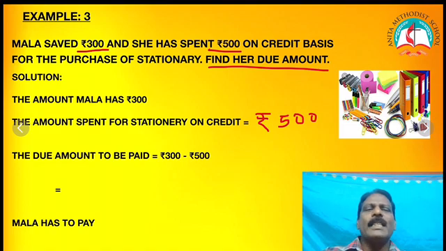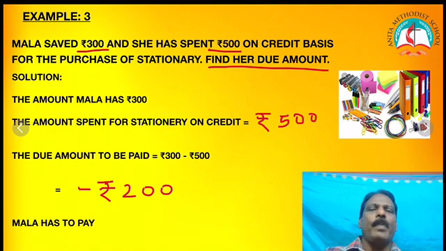Actually, how much does she have? 300 rupees only. How much did she spend on stationery? 500 rupees. So credit means minus. So rupees 300 minus rupees 500 is equal to minus rupees 200. Why is the money coming minus? Minus means credit. She has to pay. So Mala has to pay rupees 200. Okay, children?